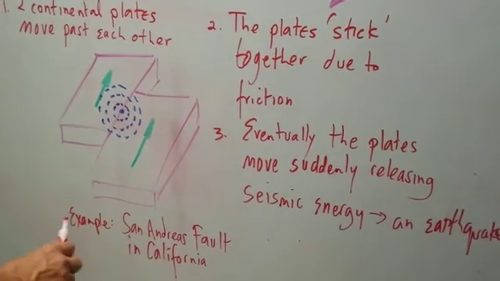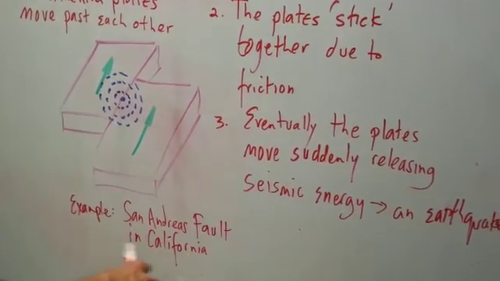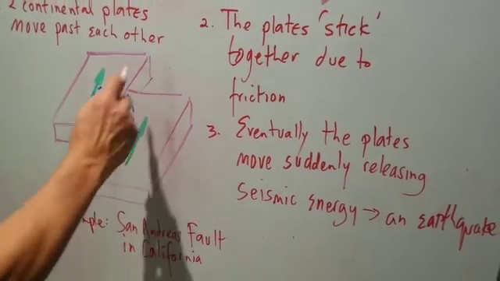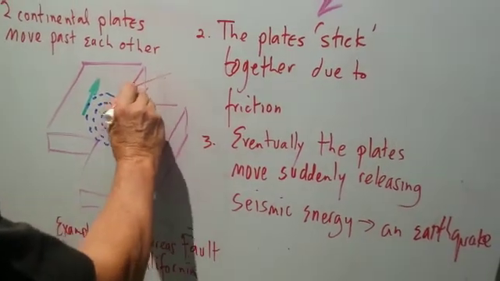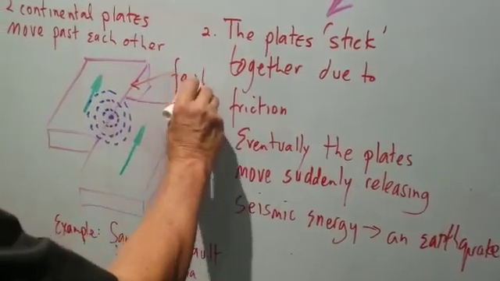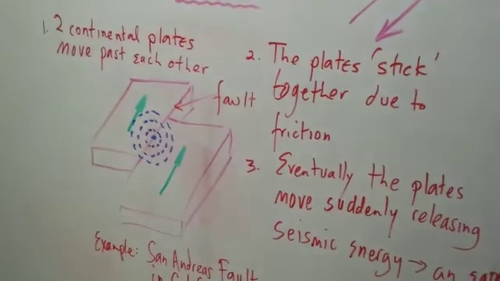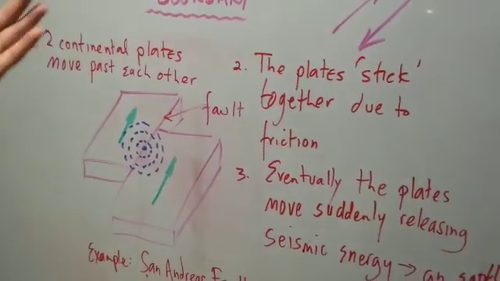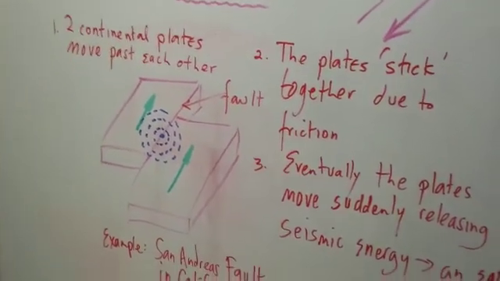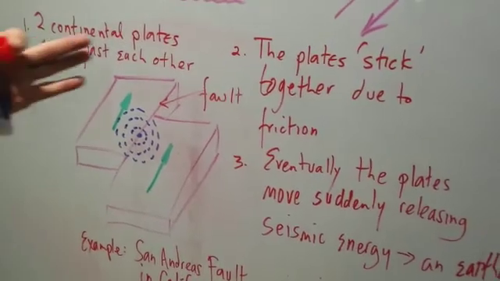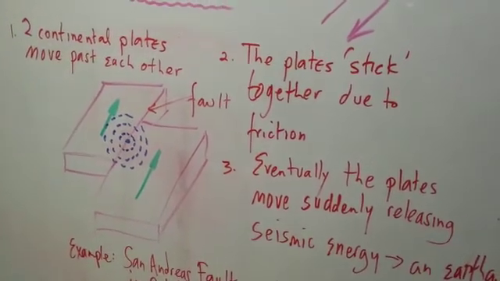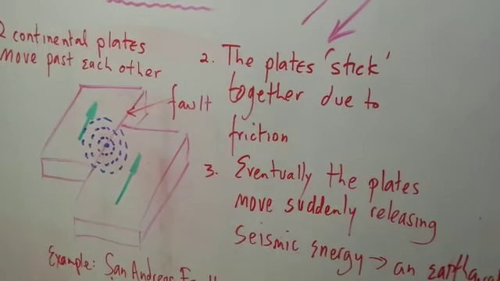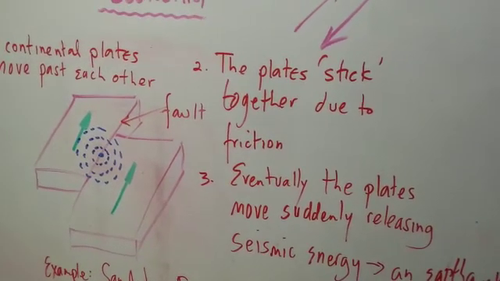A really good example of this is the San Andreas Fault in California. This line here is the fault line, and the plates actually have numerous fault lines in California, and so the plates actually move as the different fault lines move. So we end up with some small earthquakes and occasionally very big earthquakes.